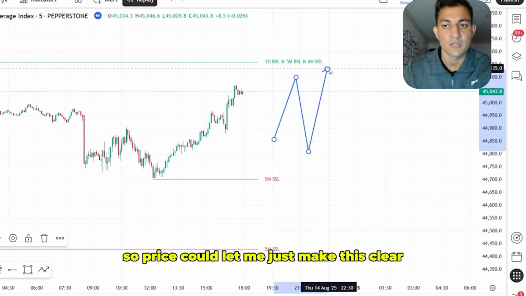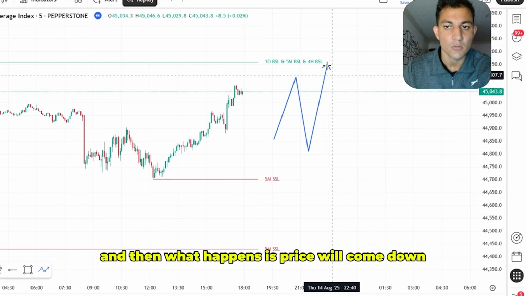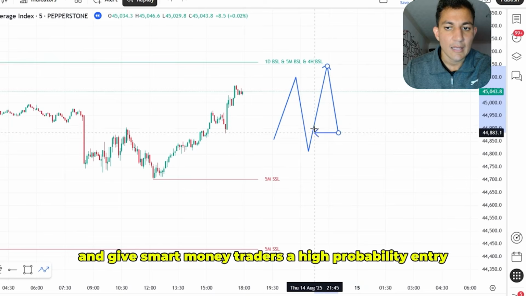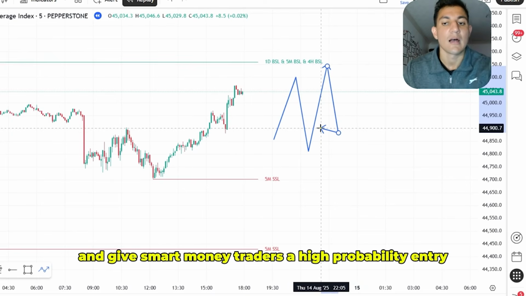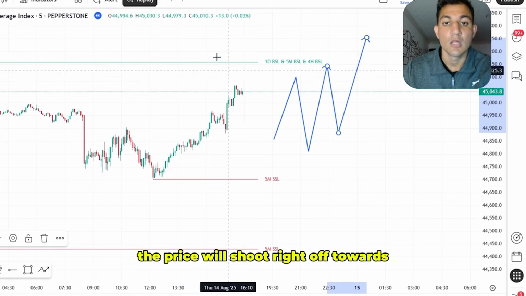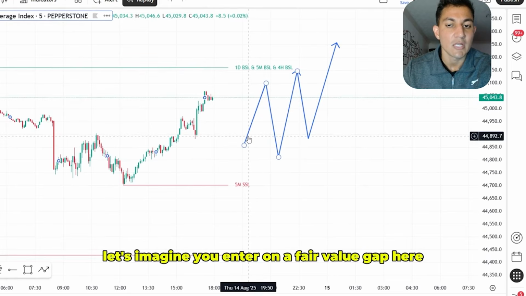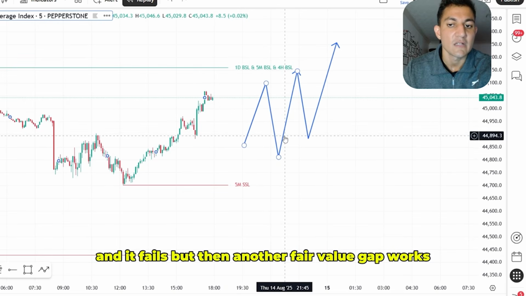So price could, let me just make this clear, price could be down here or down here. And then what happens is price will come down and give smart money traders a high probability entry and ride right off. The price will shoot right off towards the liquidity target, right? Now this is why, let's imagine you enter on a fair value gap here and it fails, but then another fair value gap works, right?